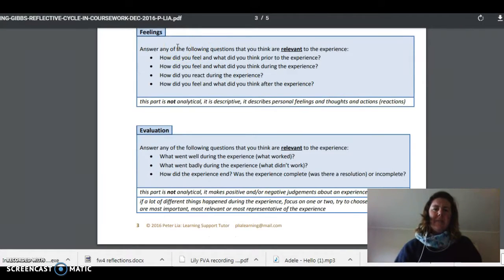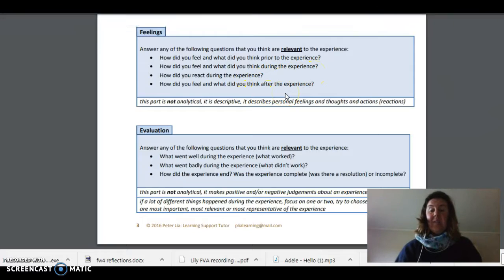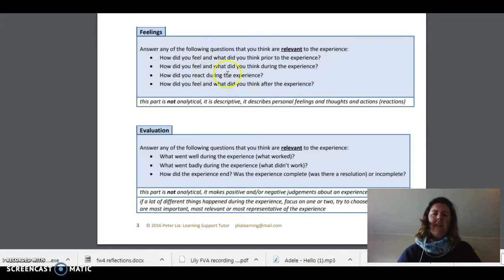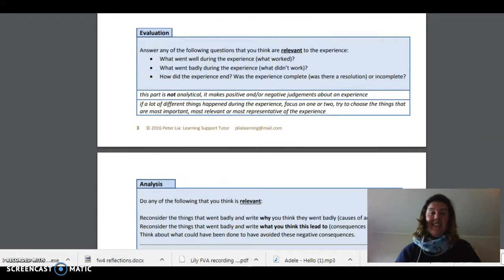Then for the feelings aspect, I like to look at how did I feel beforehand, how did I feel during it, and what were my feelings afterwards. So you're just stating those feelings. And then this is quite good here, how it says, how did I react or how did I respond? Sometimes that can happen in the messy business of teaching and learning.